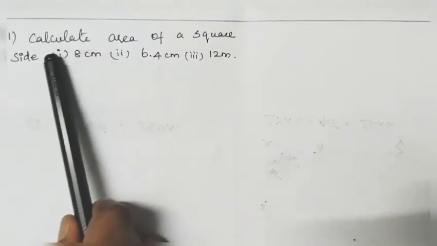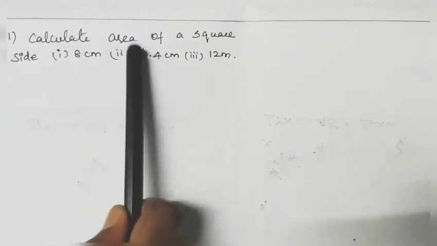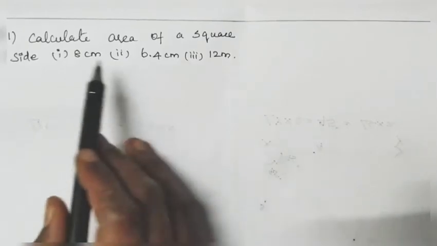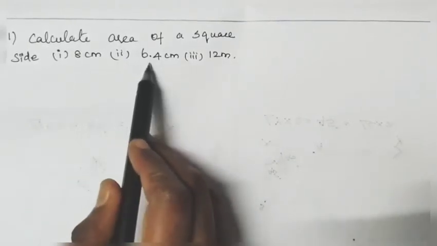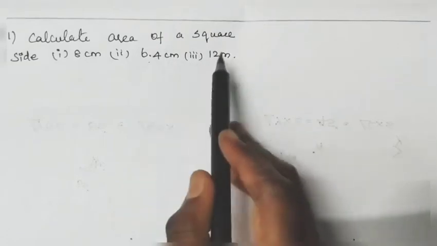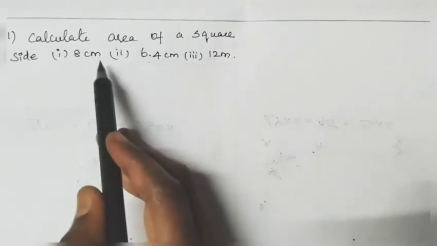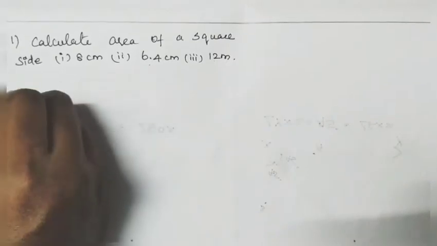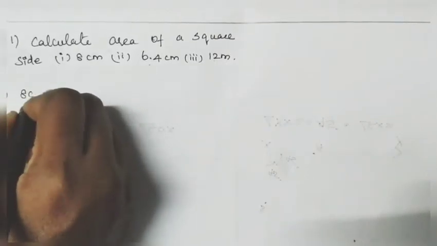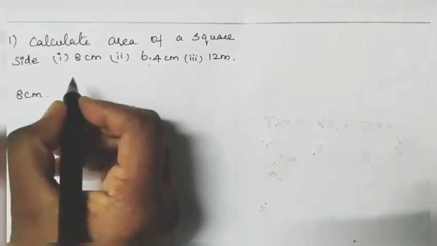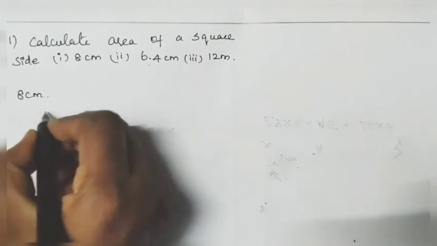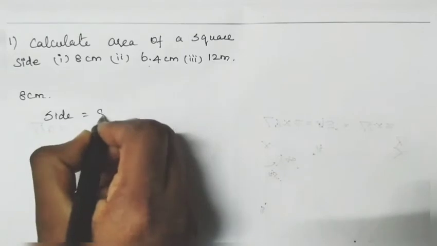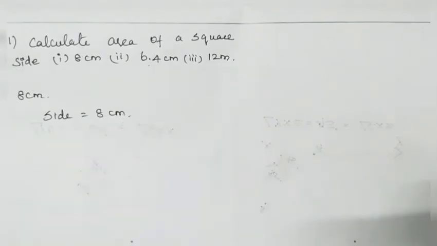Okay, now listen to the first sum. Calculate the area of a square of side. They have given 3 subdivisions. First one is 8 centimeter, second one is 6.4 centimeter and the third one is 12 meter. So first let me find for 8 centimeter. Side is 8 centimeter, right? So given, side is equal to 8 centimeter.